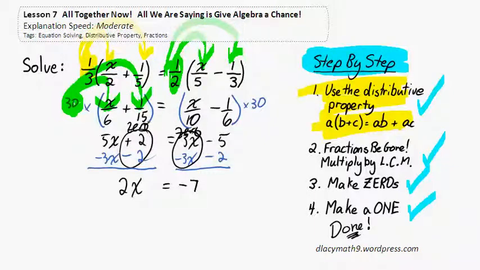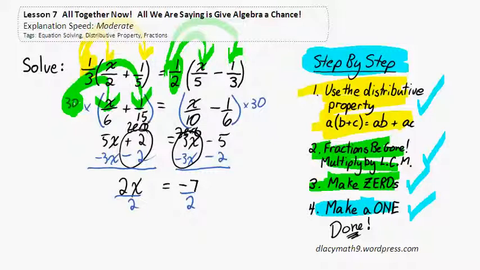And having gotten rid of the fractions and made some zeros, now the last step is to make a 1. I will divide both sides by 2. And this gives me the answer. X equals negative 7 over 2. Now that is a fairly nasty looking equation, and in a few minutes we have solved it. Time to practice. Thanks.